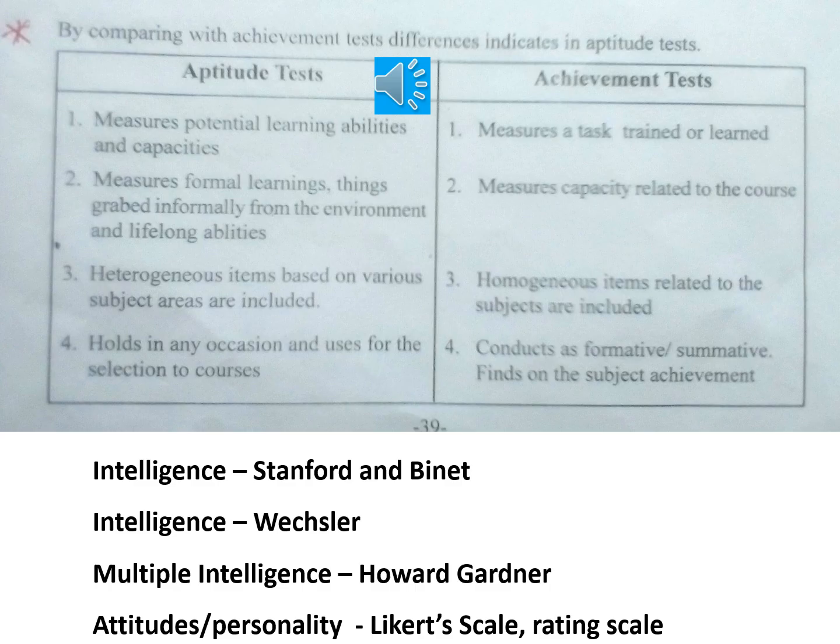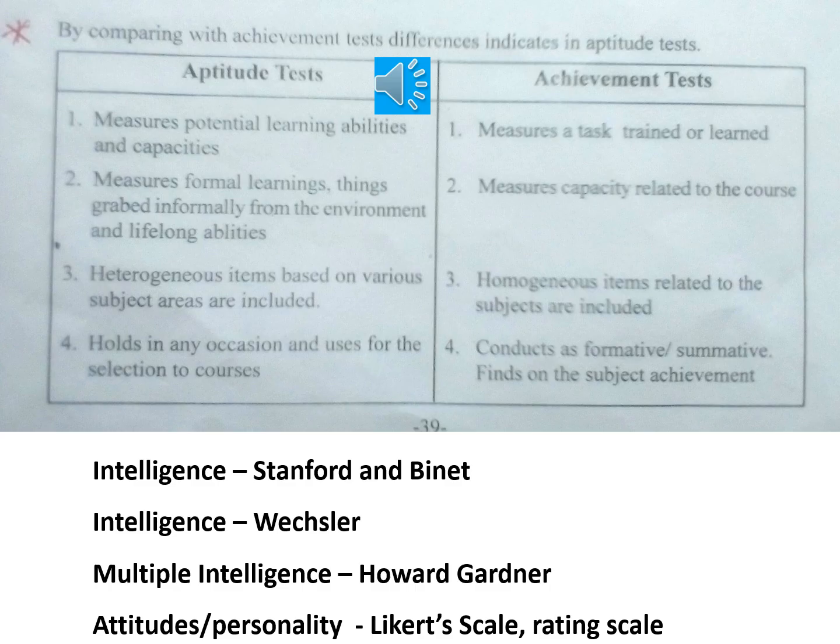Achievement tests are conducted as formative or summative during the process, right? Formative or at the end. It finds the subject achievement. The aptitude test is used for the selection to courses. Here, it finds the subject achievement. Achievement means how well and how much the students have learned. Okay. Then there's a small note. These things you can remember, right?